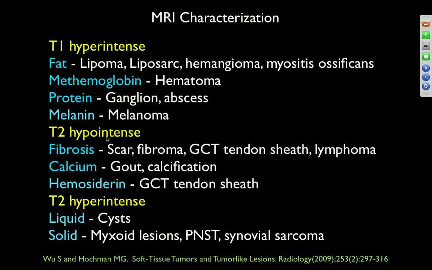T2 hypointense are lesions that have scar, like fibromas, giant cell tumors of tendon sheath with hemosiderin deposition in them, and lymphoma. If you have calcium in them, like gout or other calcified lesions, and then hemosiderin, like giant cell tumor of tendon sheath. And then you have the T2 hyperintense lesions, which have a lot of free water in them, which are cysts, or solid lesions that have a lot of free water within the cells, such as myxoid lesions, peripheral neural lesions, and synovial sarcomas.